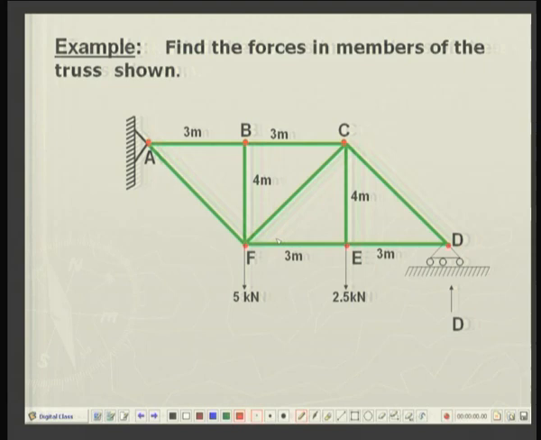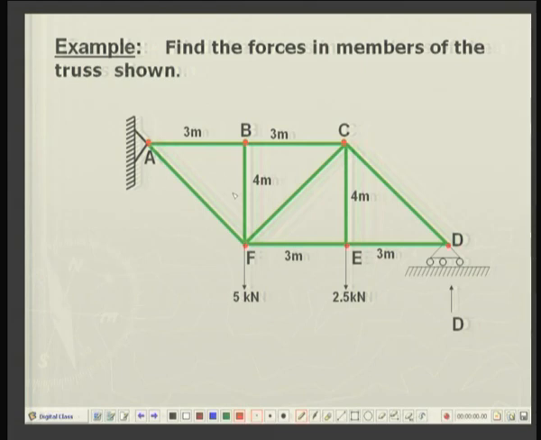Let us see one example and then solve it with the help of method of joints. Here is a simple truss. You can easily see that it is just rigid, that is, by counting the number of joints and the number of members, you will see that the condition m = 2j - 3 will be satisfied, and it is built up from simple triangles. So, it is a simple just rigid truss.